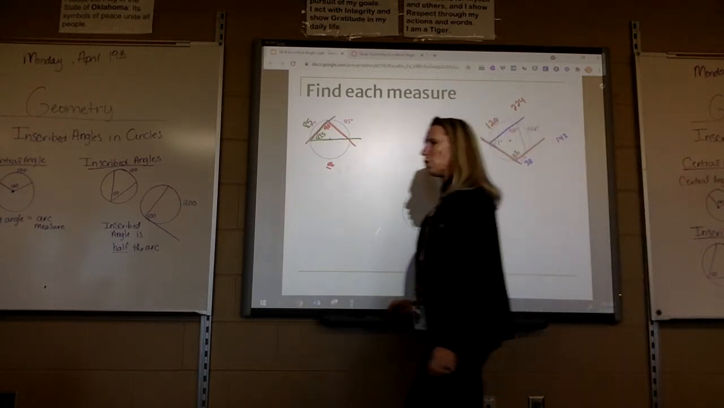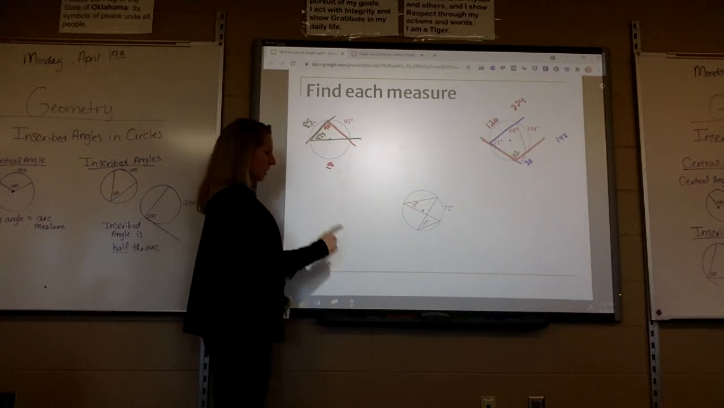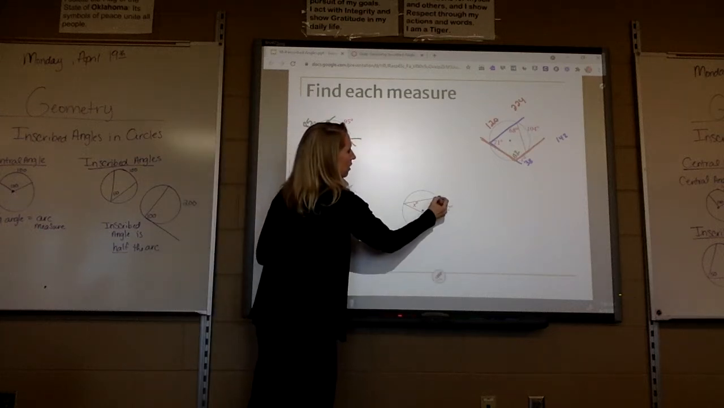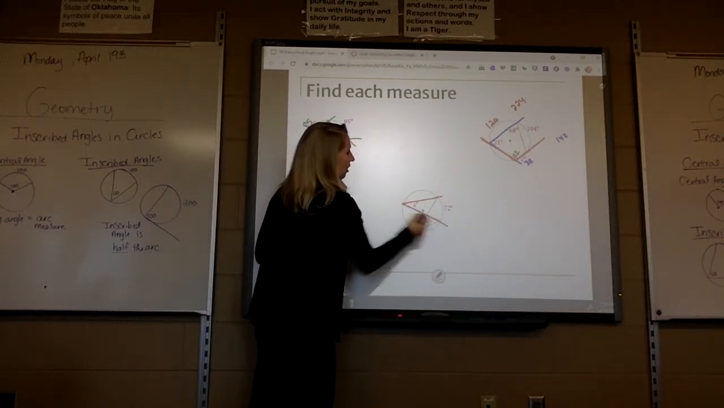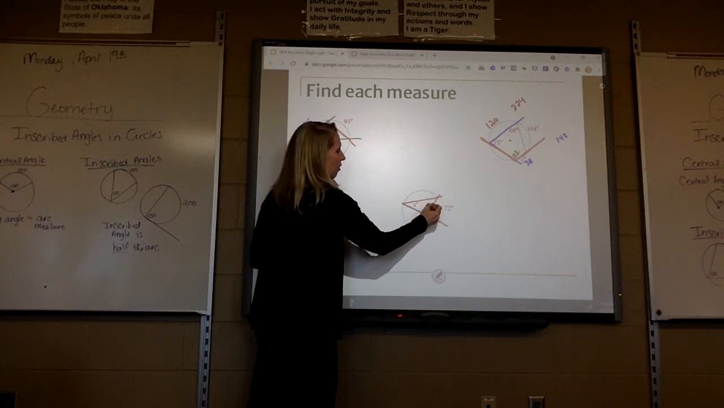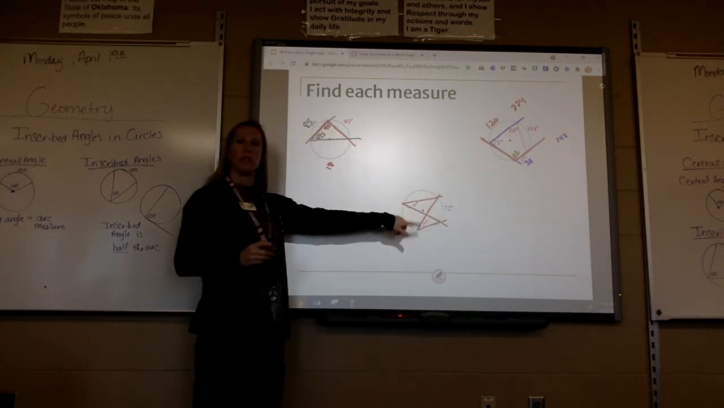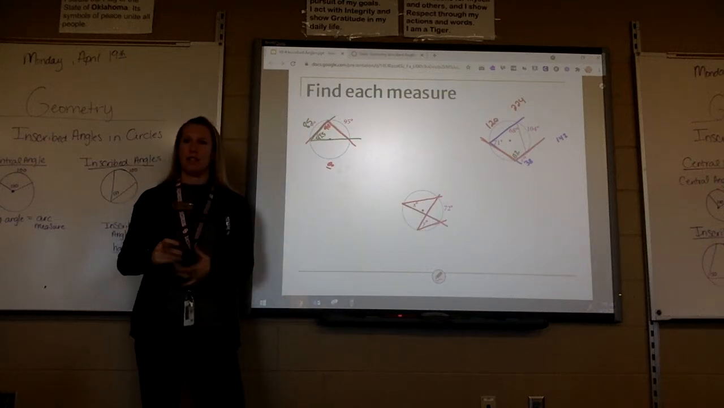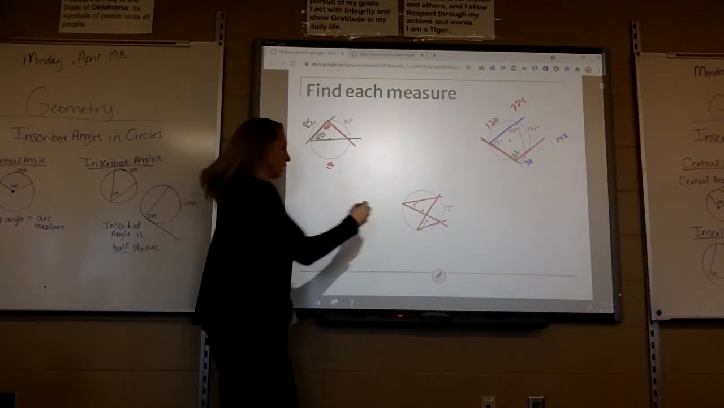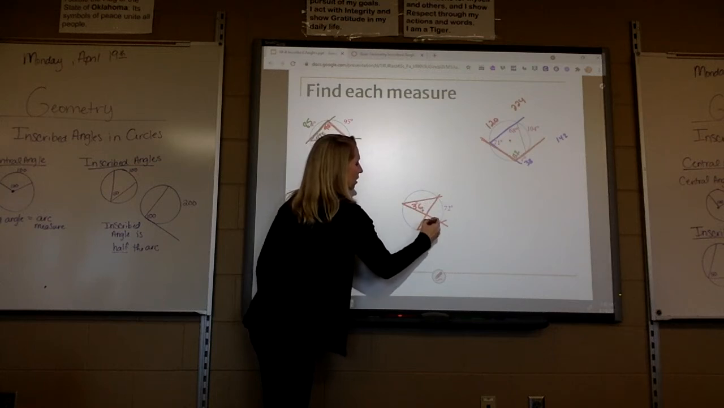And then if you have two inscribed angles that intercept the same arc, they equal each other. So angle X goes with the 72 and angle Y goes with the 72. So these two angles are going to equal each other. What is half of 72? 36. Thank you. Okay.